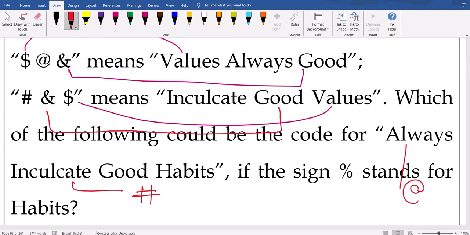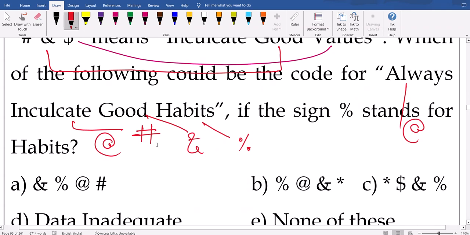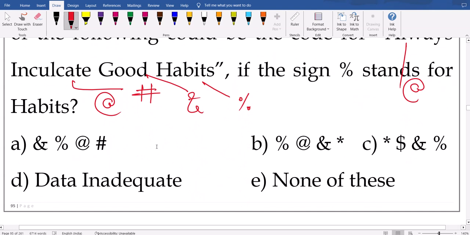In fact, for "good" we want the first one, at the rate, already hash. For "good" we need the and symbol. For "habits", they gave it in the question: percentage. So at the rate, hash, and percentage. Not available anywhere. None of this.